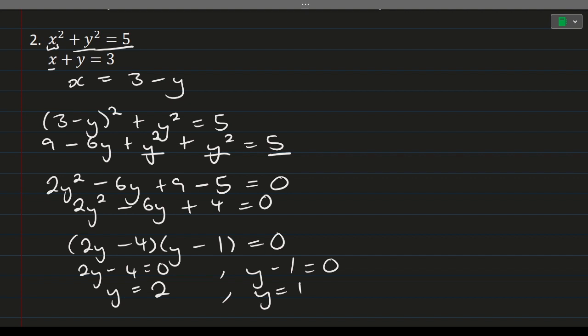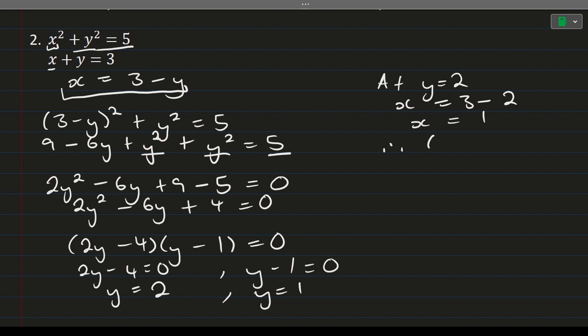Now let's evaluate the x coordinates. We can use this equation here to get our x coordinates. So let's start with when y is equal to 2. So that's x is equal to 3 minus, substitute y with 2. 3 minus 2, and x is equal to 1. So our coordinates here would be 1, 2.